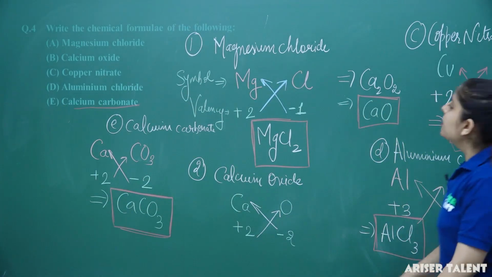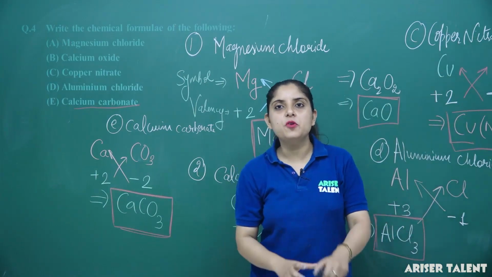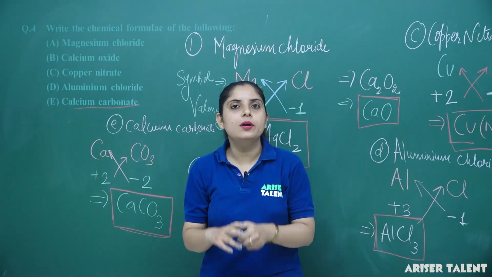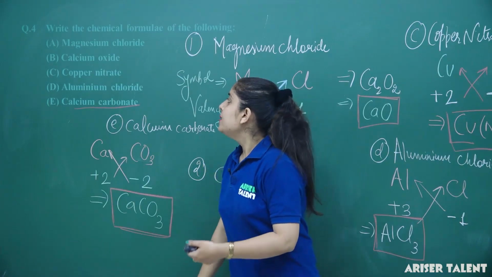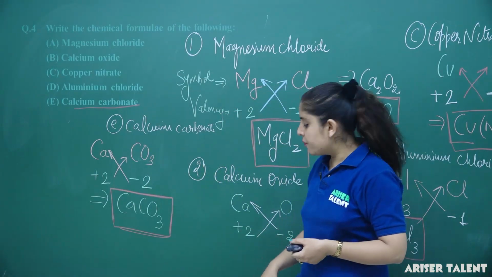So, this is all about the chemical formula of a compound, and for solving such questions, what you need to do is learn the valency table here. Now, let's move forward to our question number 5.